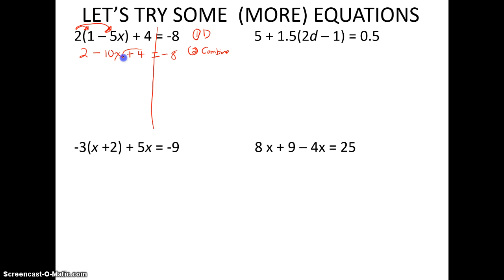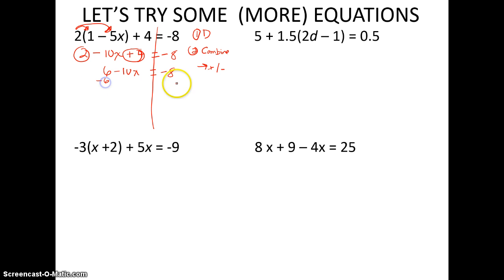Well, I have the number plus 4 and the number 2. In your calculator, 2 plus 4 is 6. Bring down what I haven't done anything to, the negative 10x, my equals, and my negative 8. Now I'm going to get rid of any adding or subtracting, not with that variable, but with just the number.